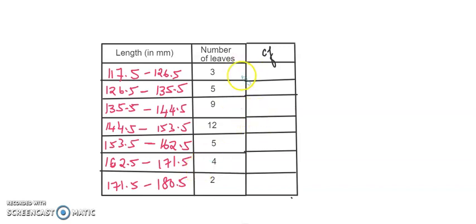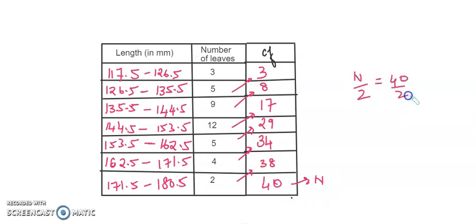Right, now we'll make a CF. Put the 3 as such, add 5 and 3, 8, add 8 and 9, 17, 12 and 17 is 29, 29 plus 5 is 34, 34 plus 4 is 38, 38 plus 2 is 40, and that's going to be my n. So n by 2 is going to be 40 divided by 2, which is 20. Nearest and the greatest CF is going to be 29, and this will be my median class.